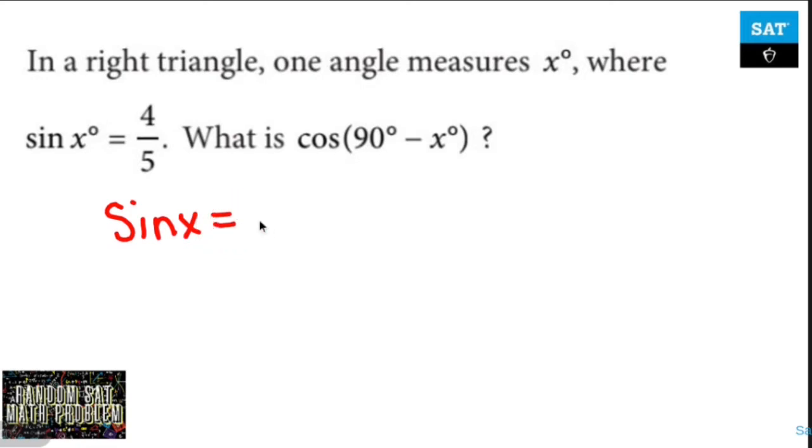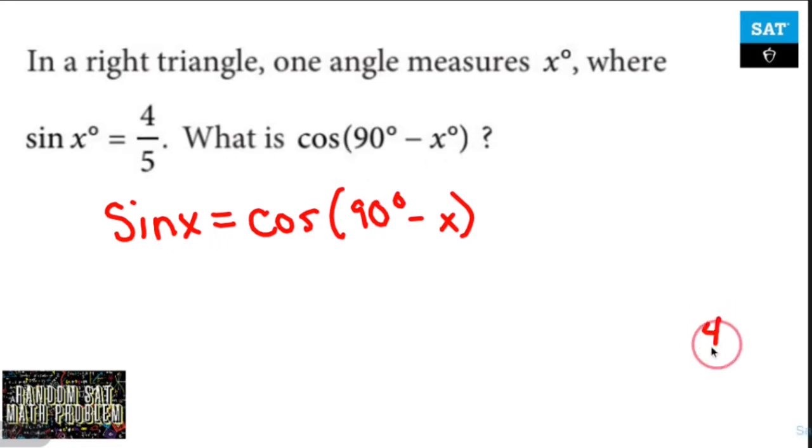There's a trig identity that says sine x is the same as cos(90 degrees minus x). And if you have that memorized, you're done. If sine x is 4/5, then cos(90 minus x) is 4/5. The answer is 4/5. Circle it, call it a day.